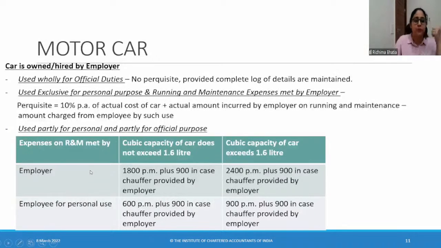Now, let me ask you one thing. The car is owned by employer. It is used exclusively for personal purpose of employee, and running and maintenance is borne by employee. So what would be the value of perquisite in that case? What did I say? Car is owned by employer. Thoda sa actual mind lagao, thoda sa. Theek hai? Exclusively for personal purpose of employee, the car is being used, and running and maintenance expenses are met by employee. Khud se he's meeting. So what is the value of perquisite?